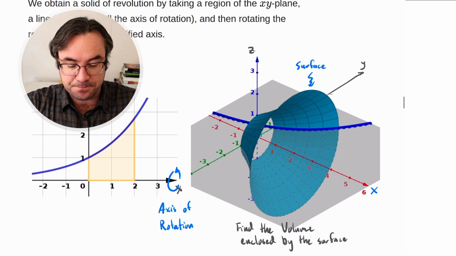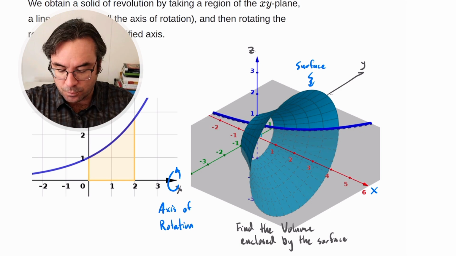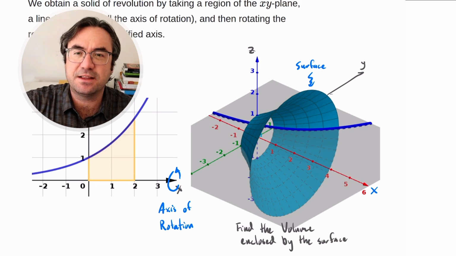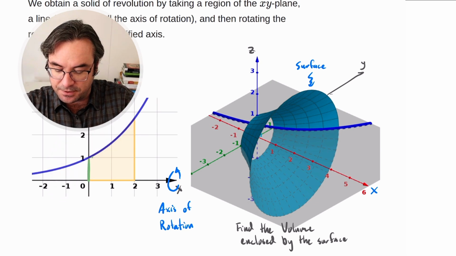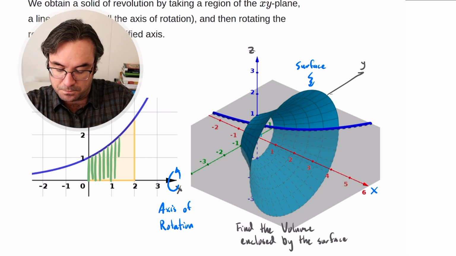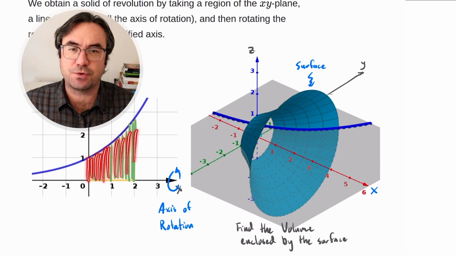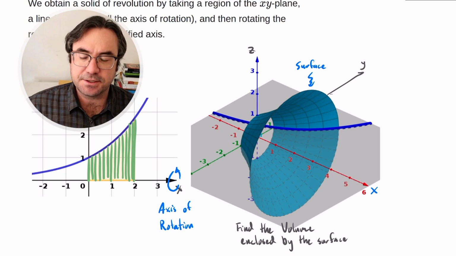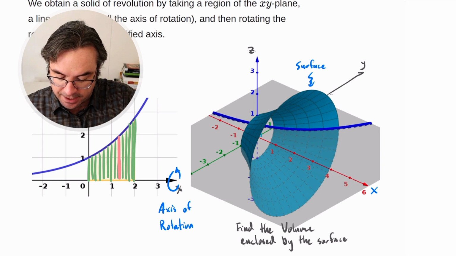If we go back to our planar view here, what we're going to do is slice this region up into a whole bunch of tiny little strips. And we're going to rotate each of those little strips around the axis of rotation. All right, so we're slicing our region up into these tiny, thin little strips. And let's look at one in particular. Let's say, this one right here.